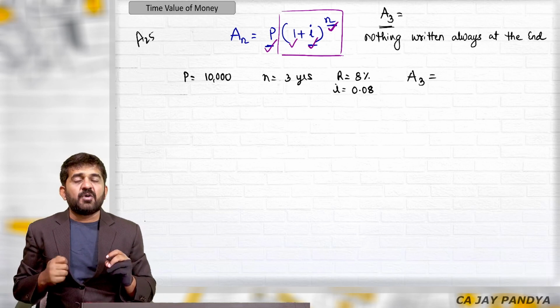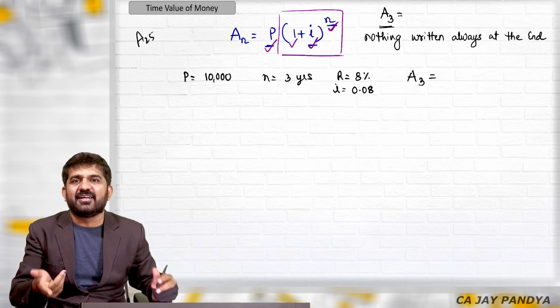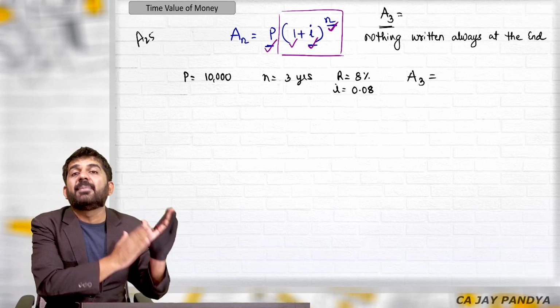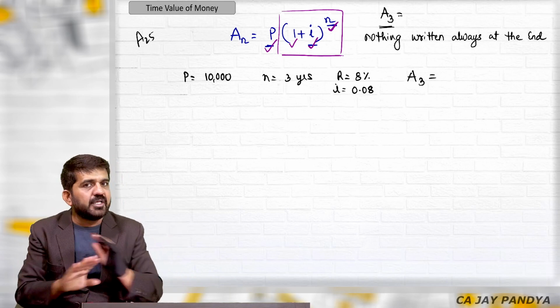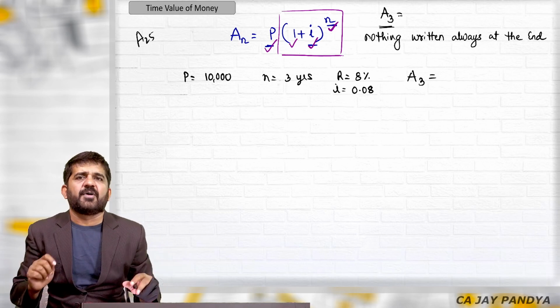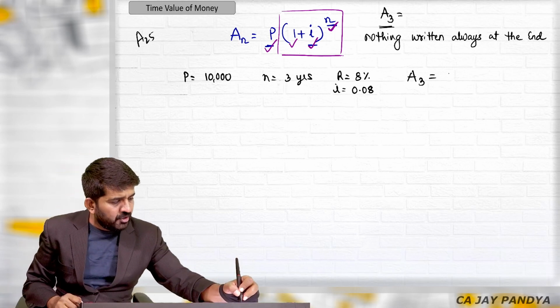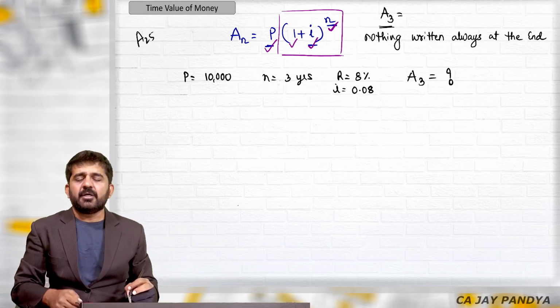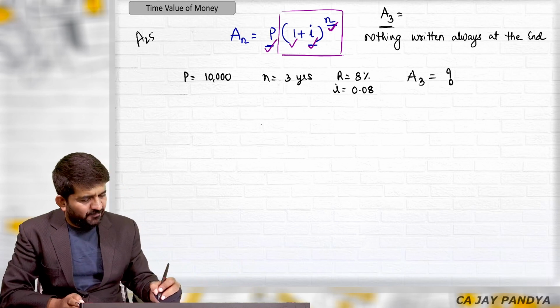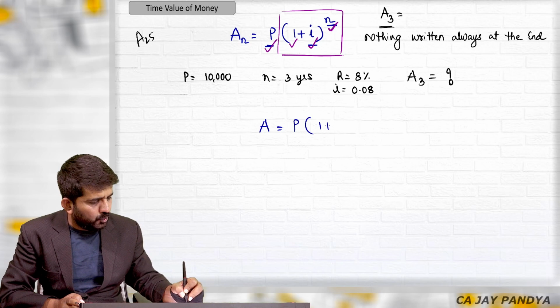Yes, if someone wants to tell amount at the beginning of the third year, it will be written that find out amount at the beginning of second year. But if nothing is written, it should always be assumed in general finance that it is at the end of the period. So I want to find out amount after third year. How will I find out? Very simple. I'll use the formula P into 1 plus I raised to n.